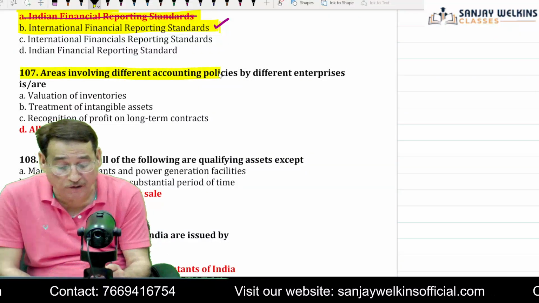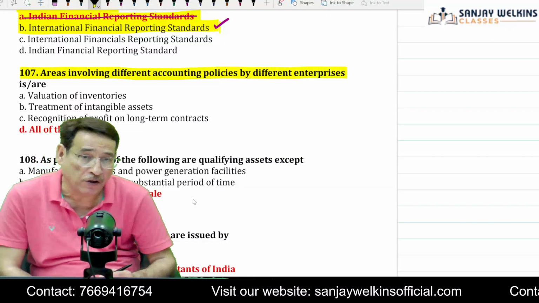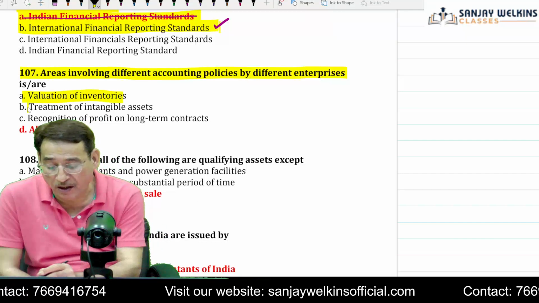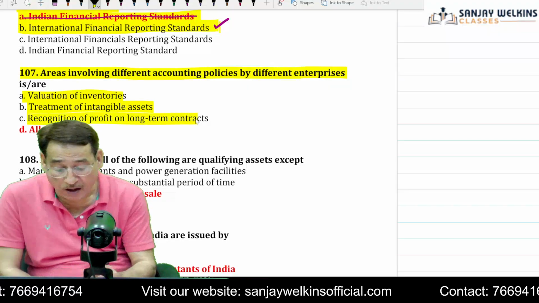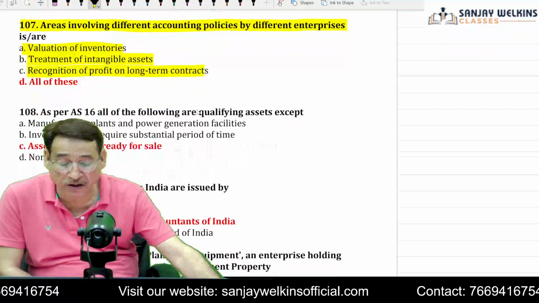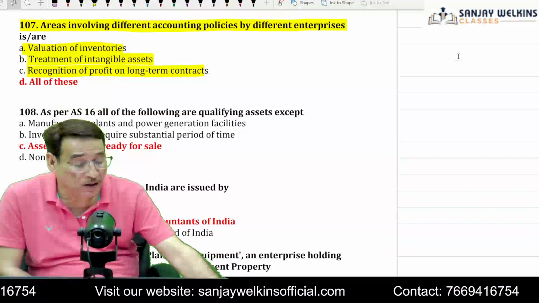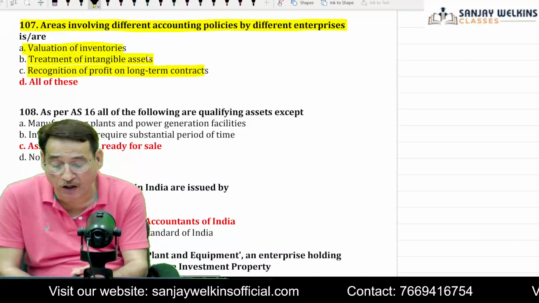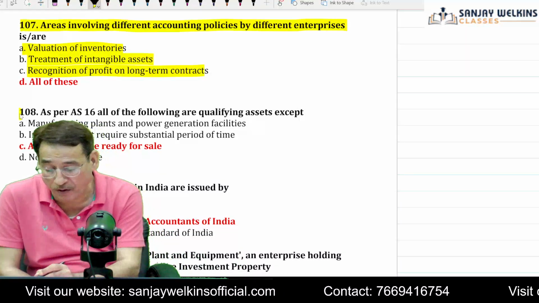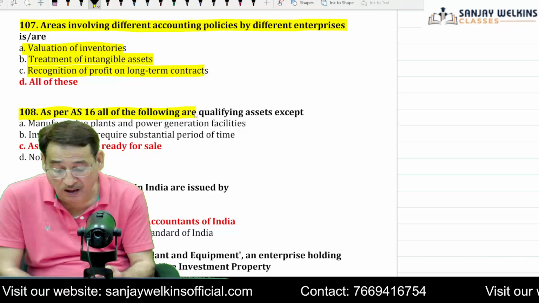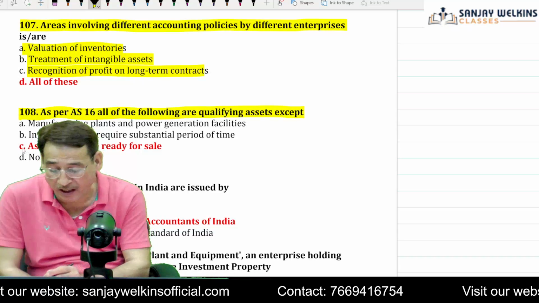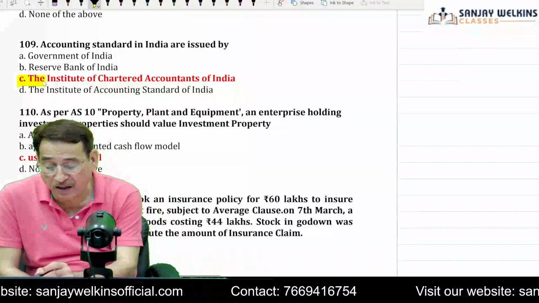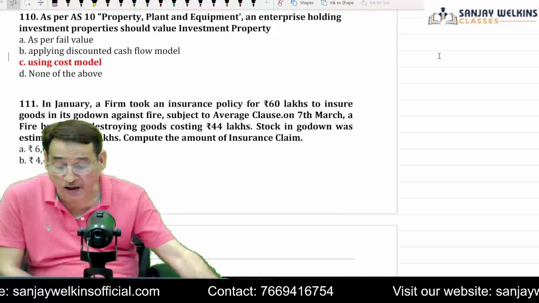Areas involving different accounting policies by different enterprises. This question we have covered under AS1 also, correct? Under valuation of inventory, intangible asset, recognition of profit or long-term loans, correct? So even under depreciation policy, an entity has the choice and liberty to have any accounting policy. As per AS16, all of the following are qualifying assets. Even this question is actually repeated. Accounting standards in India are issued by the Institute of Chartered Accountants of India.